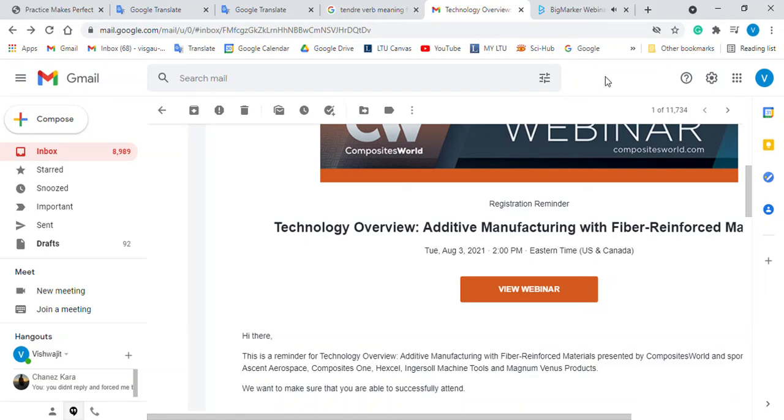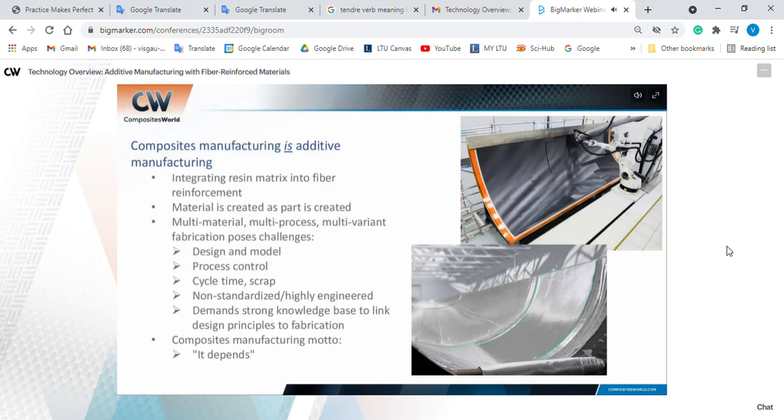as a part is created. And there are some challenges associated with this because it's multi-material, multi-process. There are a lot of hurdles that have to be overcome when we're manufacturing composite parts and structures. It can be difficult to design and model. Process controls, sometimes a challenge. We have ongoing and notorious challenges associated with cycle time and scrap.